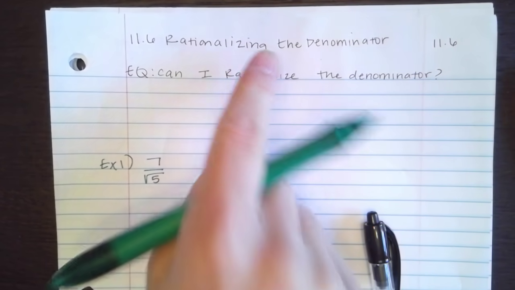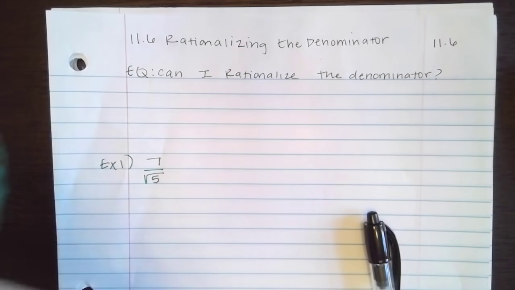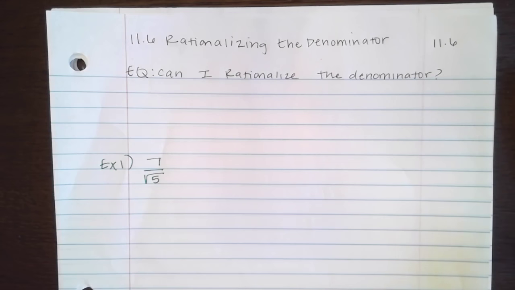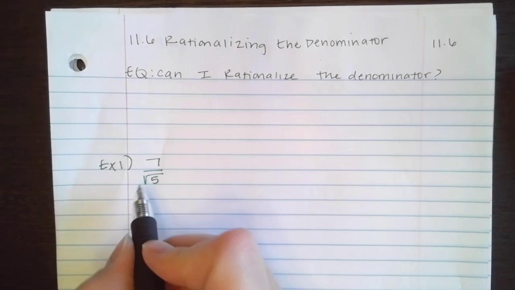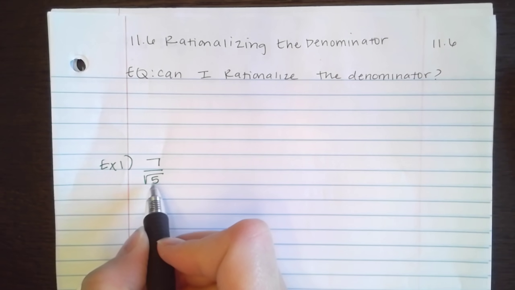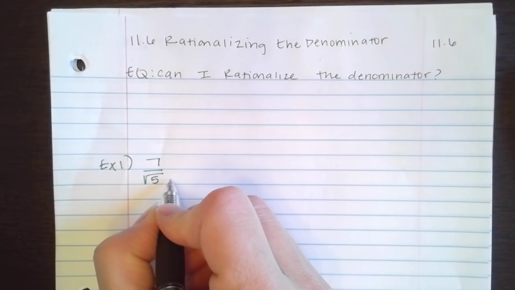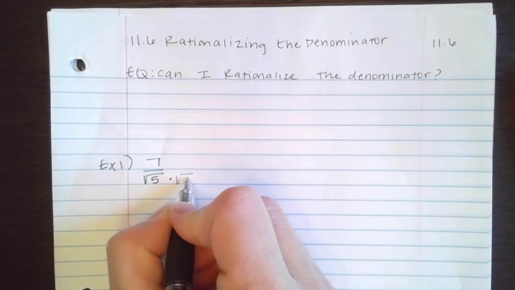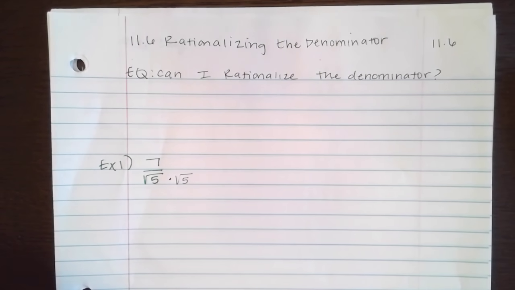We do call this rationalizing the denominator, but it does fall under simplifying this radical. We don't want radicals in the denominator. We need to figure out what to do, and I'm going to show you what to do. If the denominator is the square root of 5, we're going to multiply that by the square root of 5. I'm going to show you why you do that.